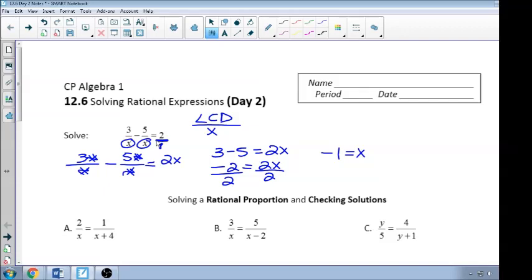The other piece of information that I need there is my restriction. Well, my restriction in this case is just going to be x cannot equal 0 because I have these single x's in the denominator. So that is the quick review of what we talked about in our last lesson.